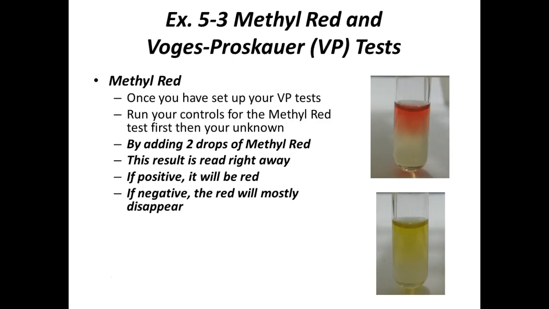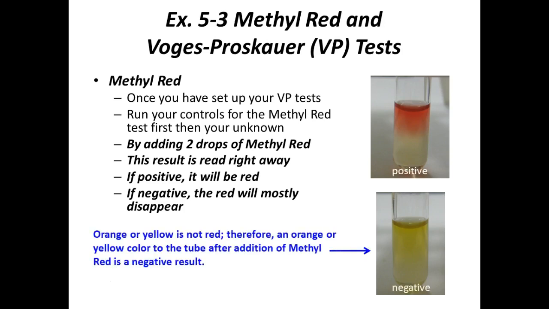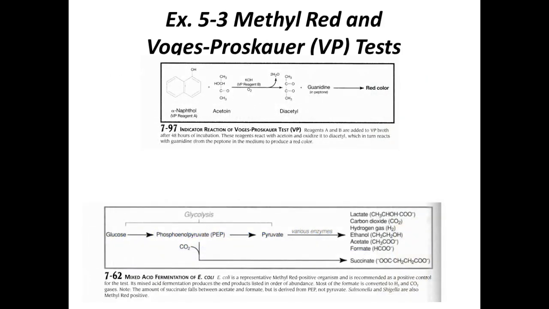So for the methyl red test, it says 2 drops. 2 or 3, doesn't matter. It's just a pH indicator. Just need enough that we see a color change. All right, red right away, right? Because as I said, it's just a pH test. It happens within seconds, the color change. If positive, it'll be red. If negative, the red will mostly disappear. You'll see a yellowish color or an orange. Both are negative. It's only red that's positive. And again, that'll be that low 4.4 or lower pH.